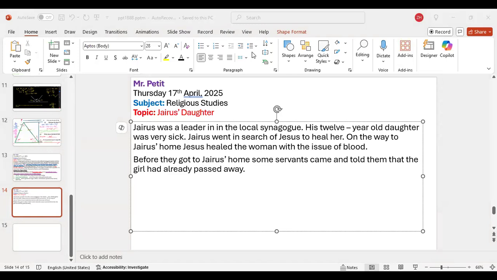So Jesus told... Mr. Petit, go ahead, read the first line again. And that's the error. Thank you for noticing that. Jesus was a leader in the synagogue.